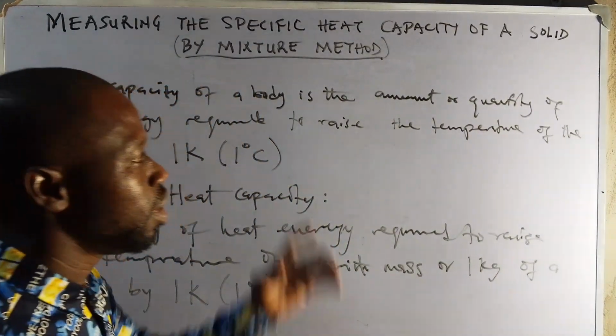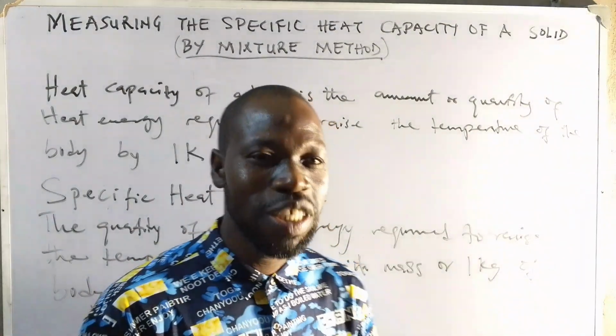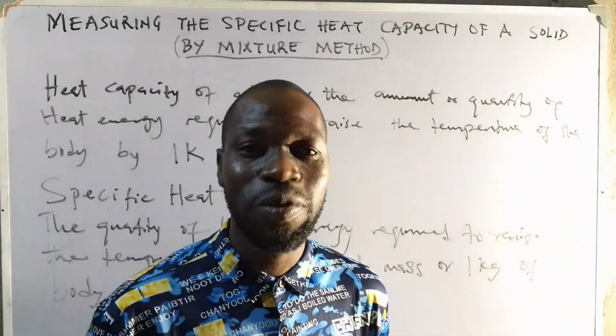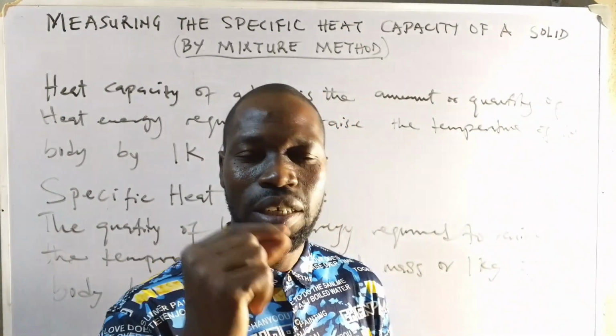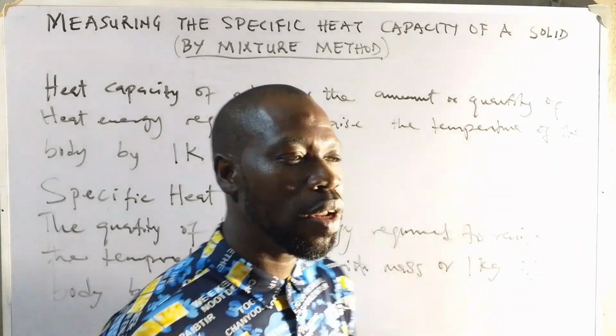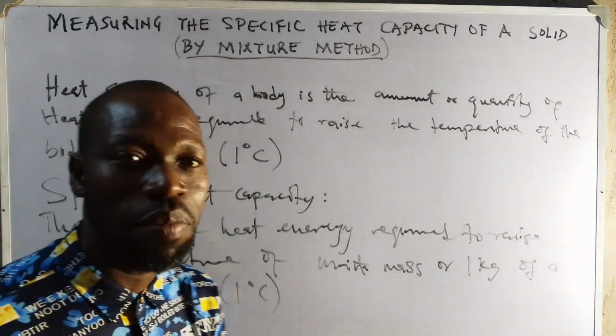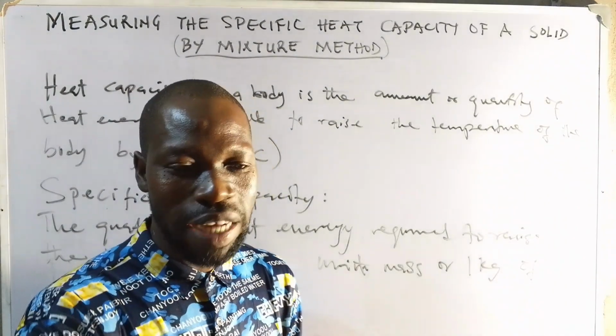Now, the difference is heat capacity is the quantity of heat required to raise the temperature of the entire body by 1 Kelvin, while specific heat capacity is the quantity of heat required to raise the temperature of 1 unit mass, that's 1 kilogram of the body, by 1 Kelvin. Now we want to look at how to measure the specific heat capacity of a solid using the mixture method. All right, so let's go right in there.